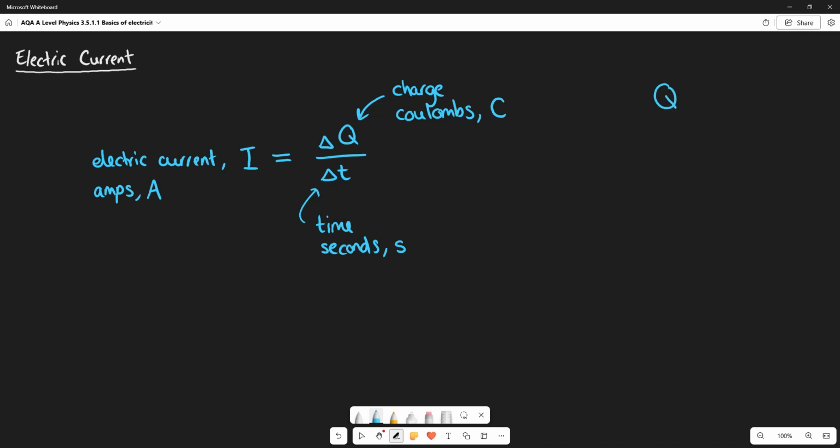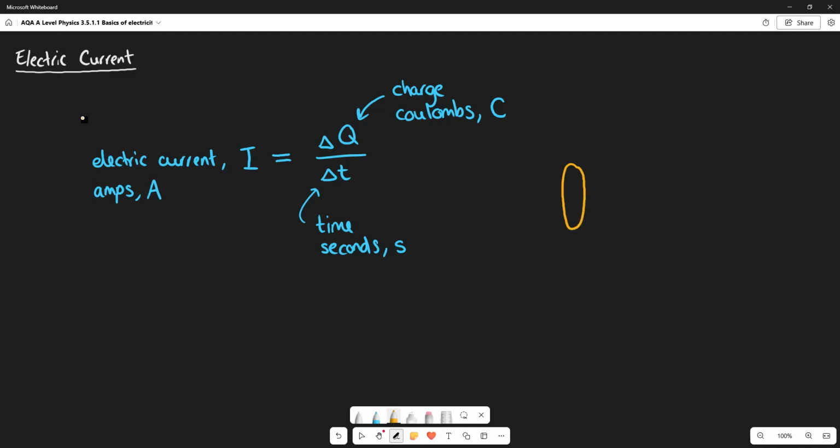You may see Q as a capital, you may see it as a lowercase. In equations where two charges are being considered, then you may see the capital Q representing the larger charge and the lowercase q representing the smaller charge. But in this equation, we tend to use the capital. Some students will say that the current is moving very quickly. This is not correct. Current depends on several things, including speed.